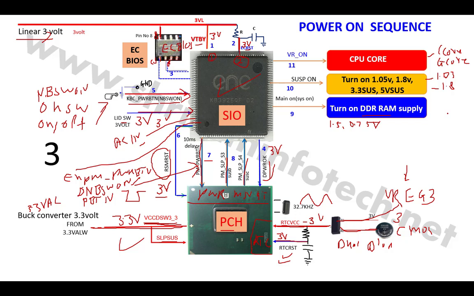There are a number of buck converters on the motherboard, and these buck converters will be turned on by the SIO one after another. It's not like it immediately turns on all the buck converters in one shot. It is going to turn on all the buck converters one after the other. So once it gets the permission from the PCH, then the SIO will generate step number 9, and this signal is called system on, and this system on becomes 3 volt. That means the SIO sends this system on signal to that particular buck converter to turn on.